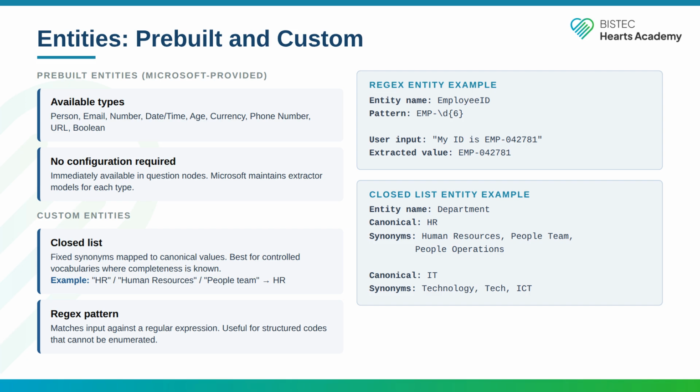The enterprise agent design principle is to always prefer a typed entity over a raw string capture for any value that will be passed to a downstream flow or used in a condition branch. Raw string captures introduce variability that breaks integrations silently.